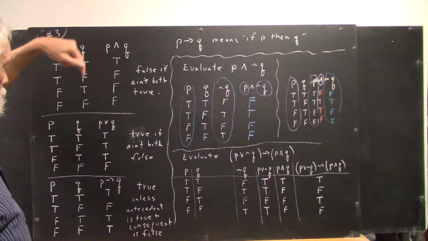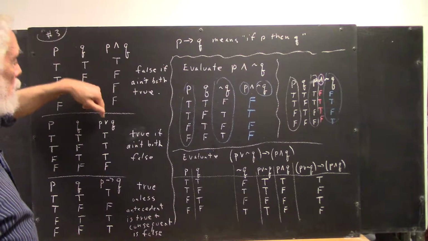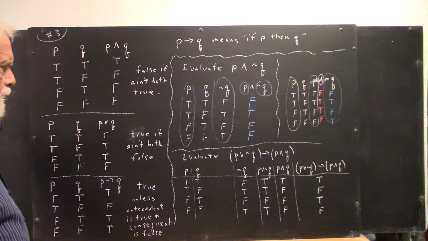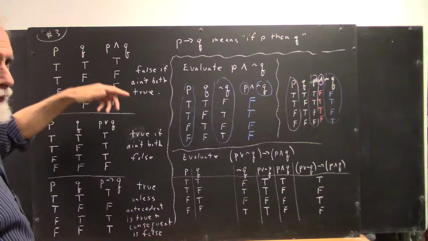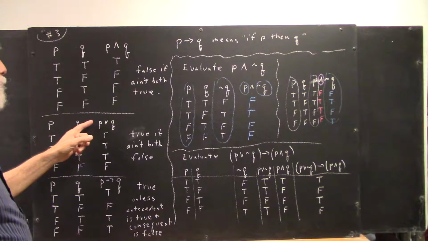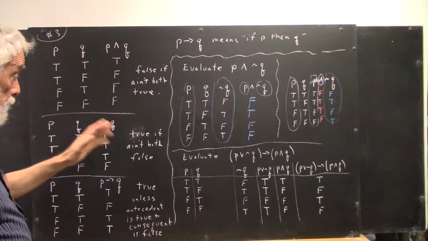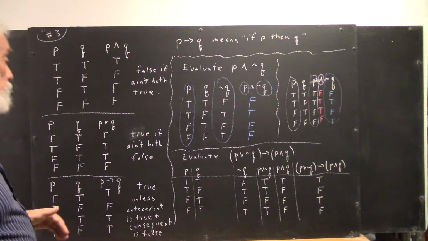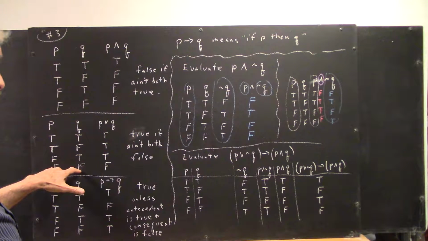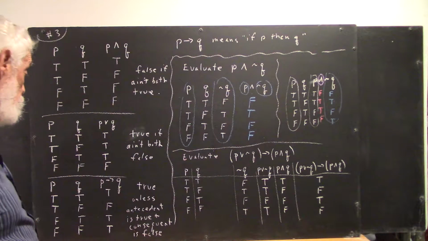The rule for disjunction, "or," is that it's true if they ain't both false. So if at least one of these is true, they're not both false, then it's got to be true. So the only way P or Q can be false is if both P and Q are false.